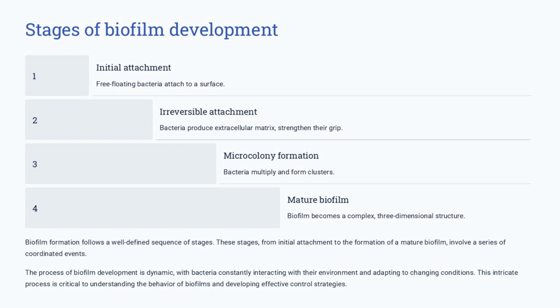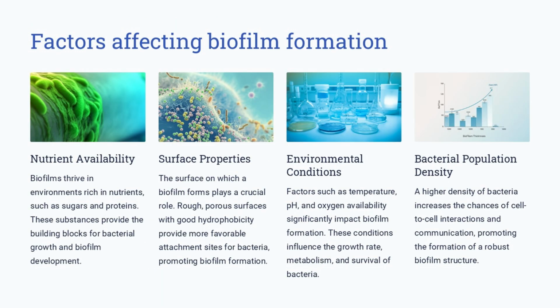As the bacteria multiply, they form microcolonies, the third stage of biofilm development. Finally, the mature biofilm stage is reached, where the biofilm becomes a highly organized, three-dimensional structure. This sequential process is critical to understanding biofilm behavior and developing effective control strategies. Biofilms are complex communities of microorganisms that adhere to surfaces and are encased in a self-produced extracellular matrix.